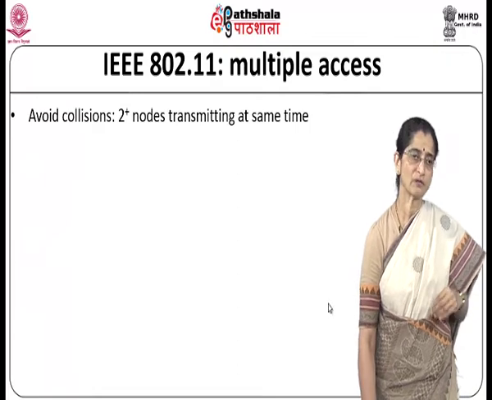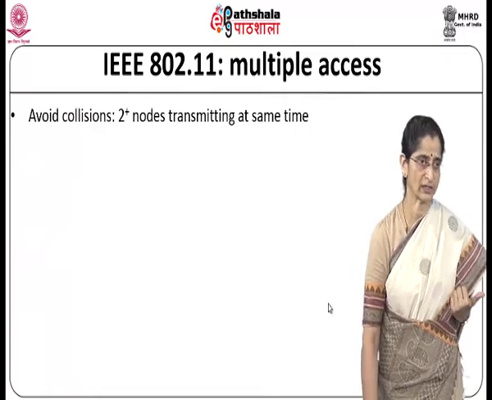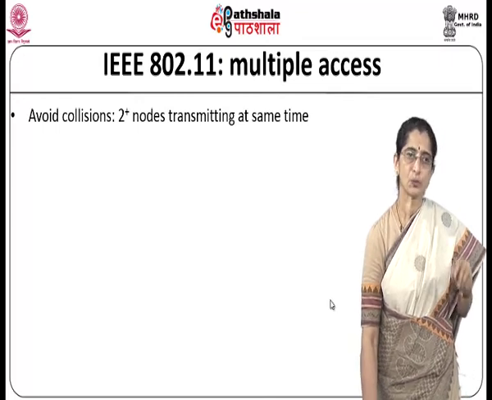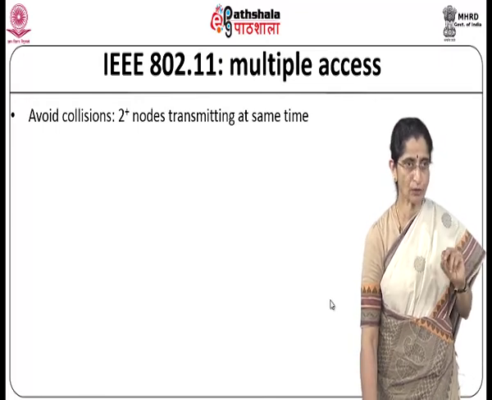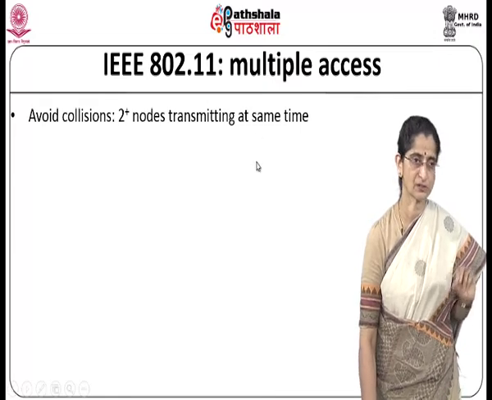So now when we have multiple devices accessing the network, let's look at what other things we need to deal with. One of the things we need to deal with is when more than two nodes are transmitting at the same time, we need to avoid collisions. So how do we do that?